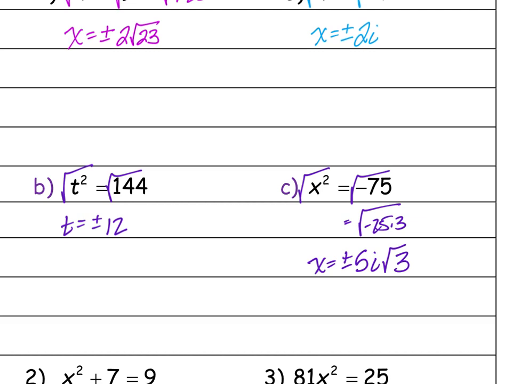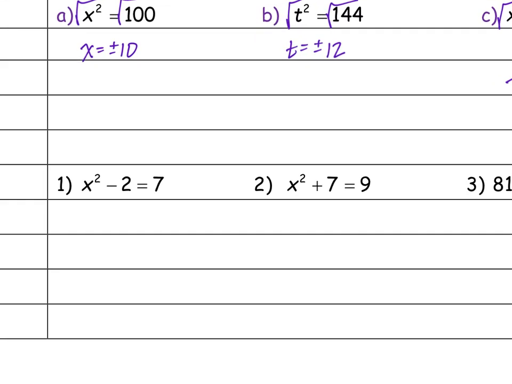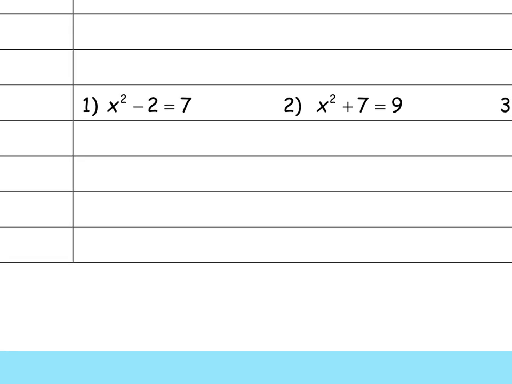Sorry, I had to get Rukia her paper. So we're going to go on to the next 3 problems. It's pretty easy. All I'm going to do is solve and get the x squared by itself first, right? So I'm going to add or subtract or multiply or divide to get the variable by itself first. So on this first problem, I'm going to add 2 to both sides. So I get x squared equals 9. Then square root it.